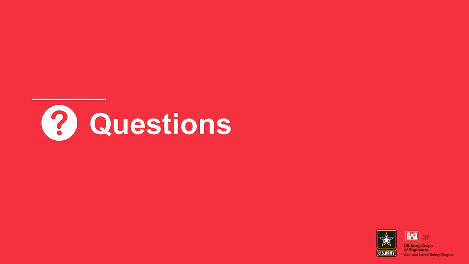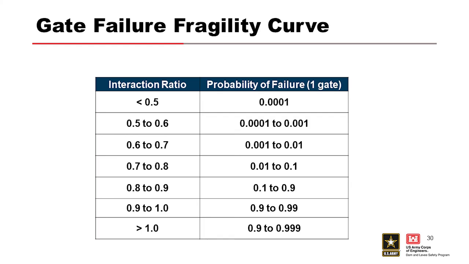Anything else, Scott? Scott has a question. Yeah, the question is on the interaction and probability of failure table. For interaction ratio 1, the probability of failure is very high, which is not how I typically think about that. I was curious if there's something else. So you're saying once you reach an interaction ratio of 1, it probably shouldn't be 0.999. It's shown a little higher than what you would think.